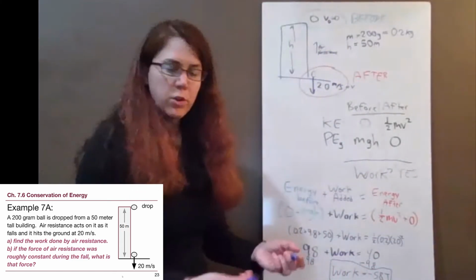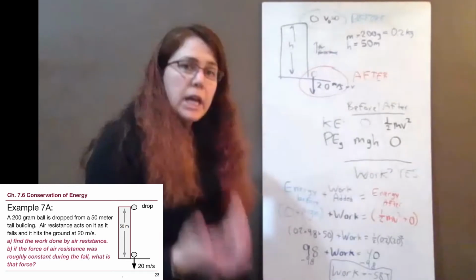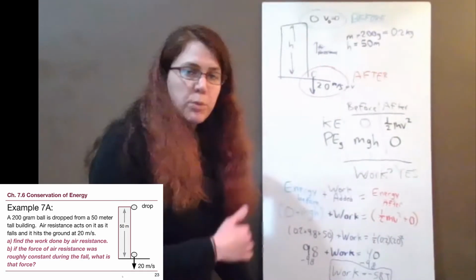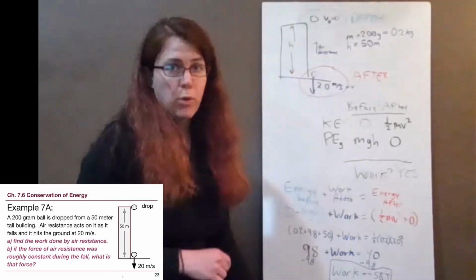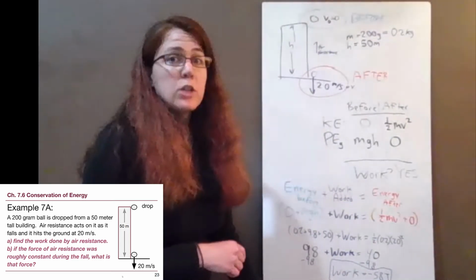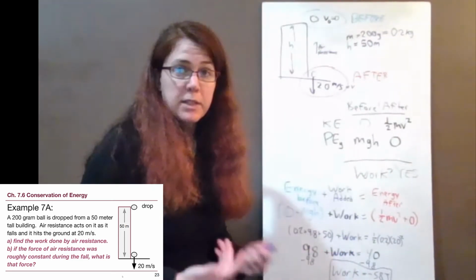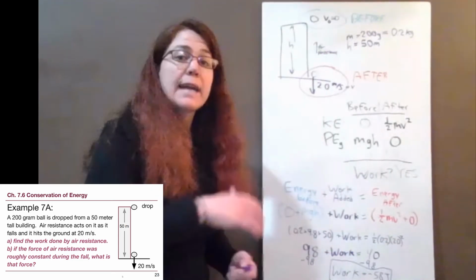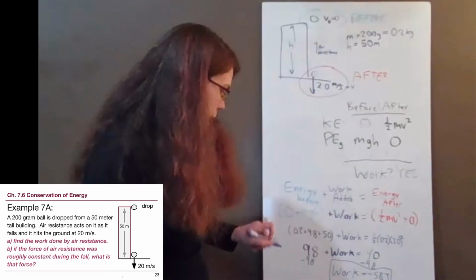Now we can do a check real quick to make sure that that negative number makes sense to us. Air resistance is slowing down the ball as it falls more than if it were just falling with only gravity acting on it. So it is taking energy out of the system, and so we did expect a negative term. The air resistance is acting against the motion. So that's our answer to part A.